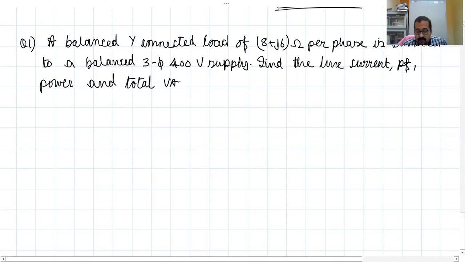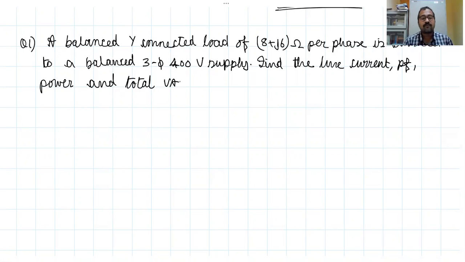A balanced Y-connected load of 8 plus j6 ohm per phase is connected to a balanced three-phase 400 volt supply. Find the line current, power factor, power, and total volt ampere. I forgot to tell you one thing. When will you say a supply is balanced or symmetrical?